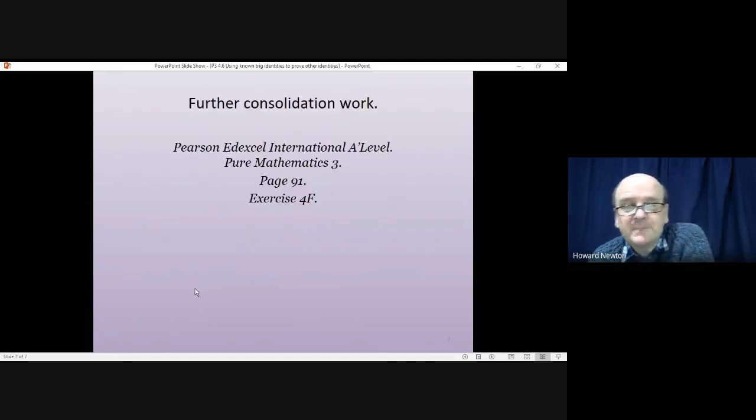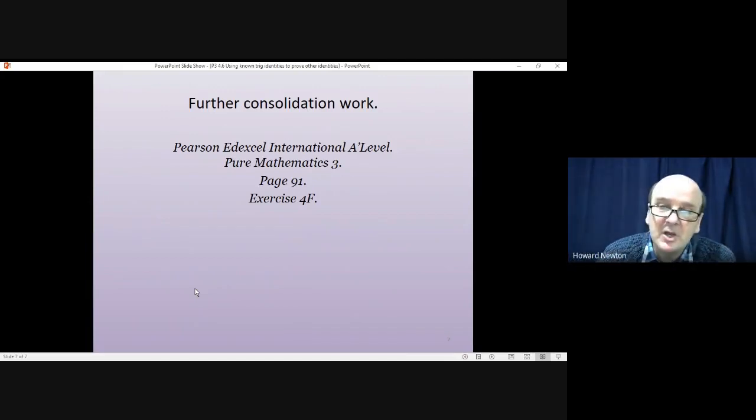Okay, if you have the textbook, turn to page 91 and have a go at exercise 4F. This is the end of the lesson.